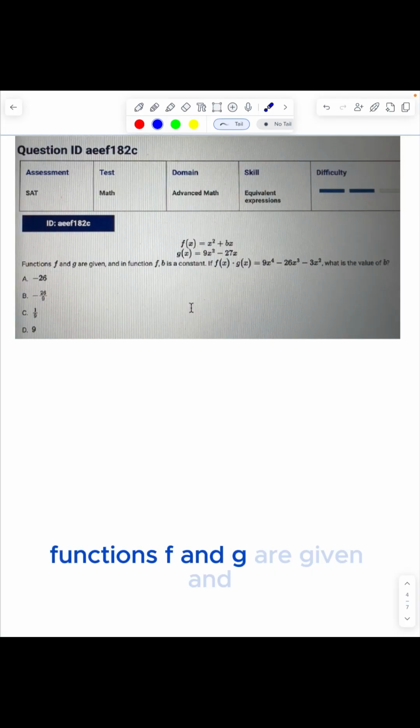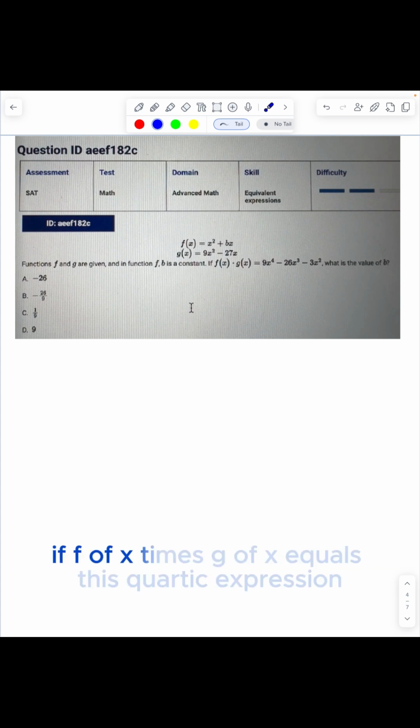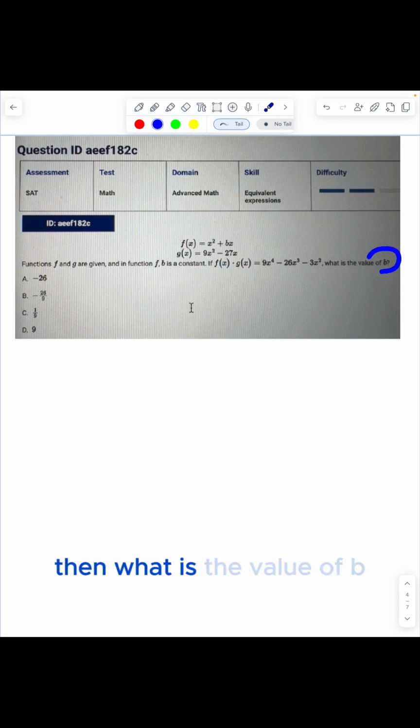This one's a little more difficult. Let's take a look. Functions f and g are given, and in function f, b is a constant. If f of x times g of x equals this quartic expression, then what is the value of b?